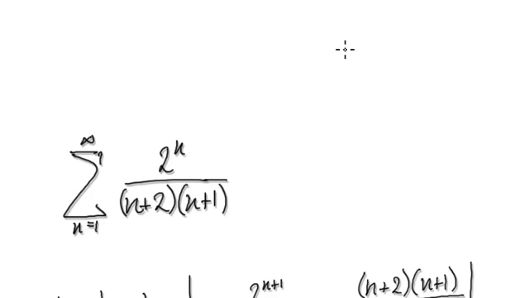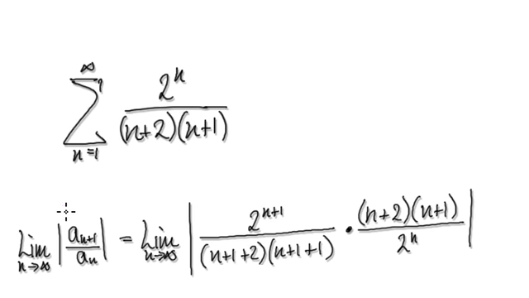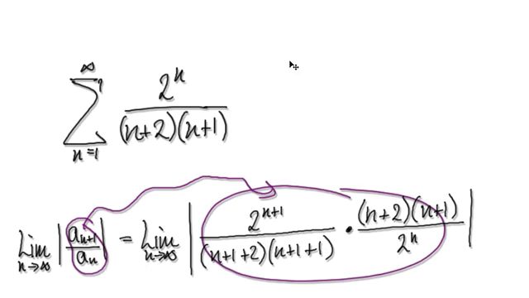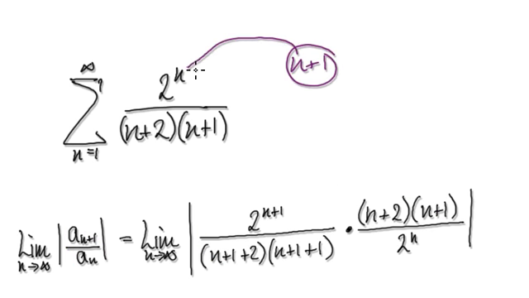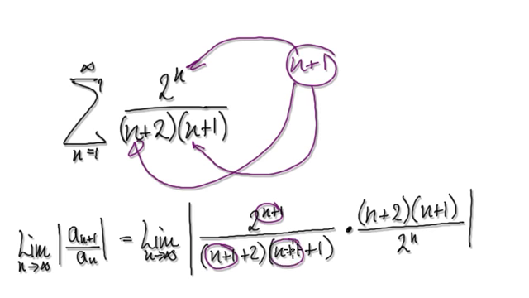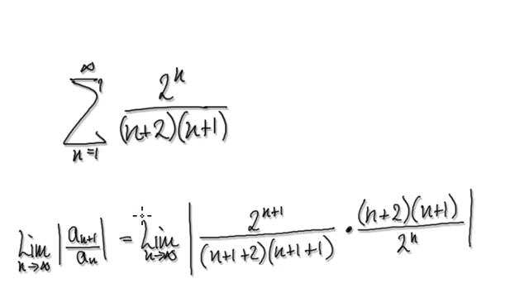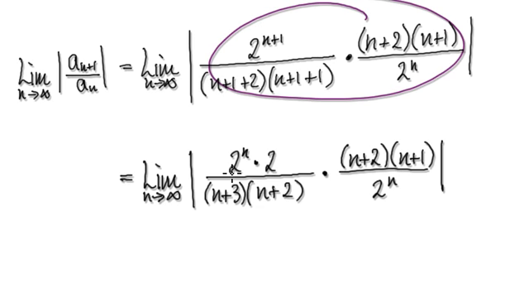With the ratio test, we always need to work out this value: the next term divided by the current term, take the absolute value. This whole thing becomes this thing here, because when you put n plus 1 into here, that gives you this, and put it into here, that gives you n plus 1 here, and so on. Now it's just a matter of tidying this up.